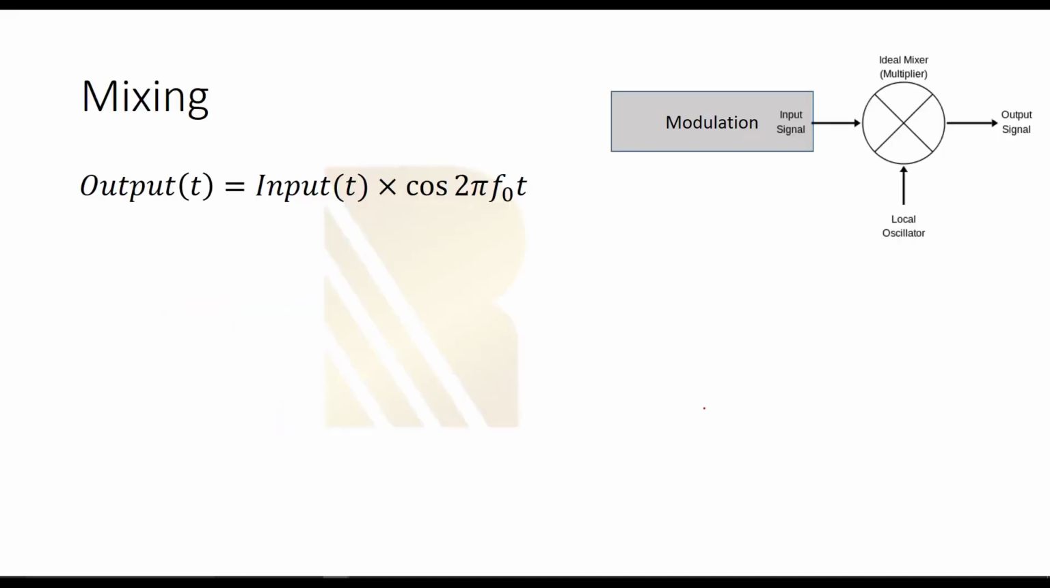So now let's see what is happening in mixing. We have the output signal, which is equal to the mix of input. We multiply the input by cosine 2πf0t. This is our carrier, so this is a cosine 2πf0t. And we have a modulated signal at the input of this mixer.